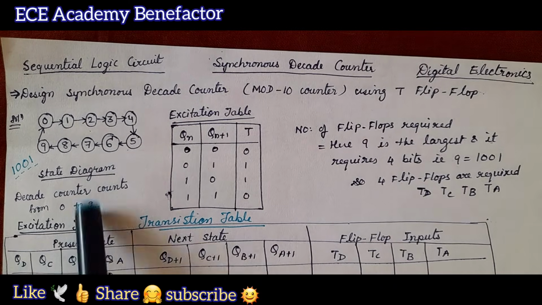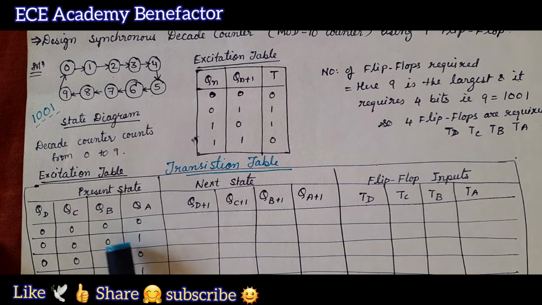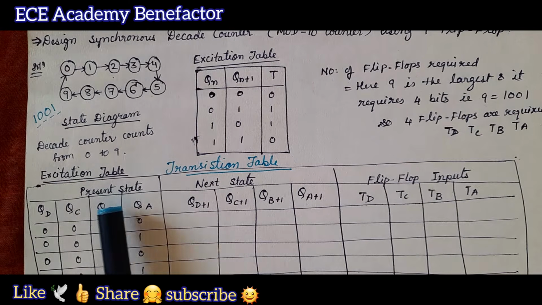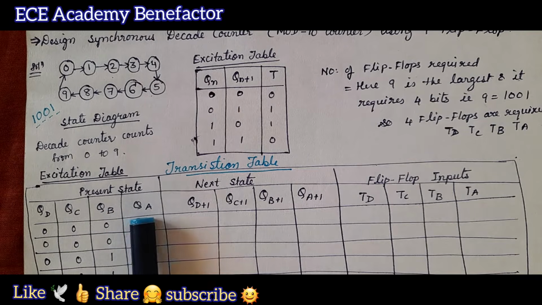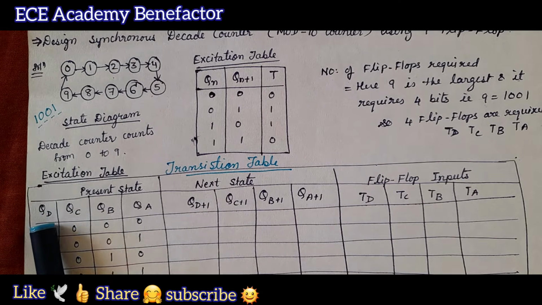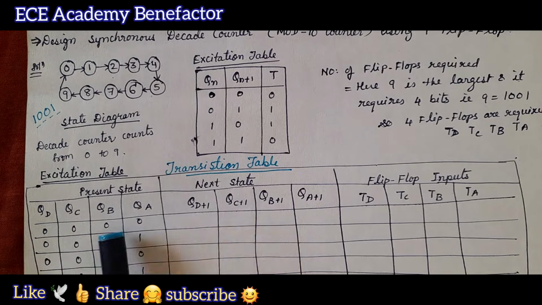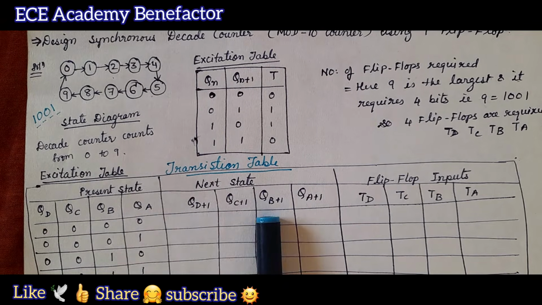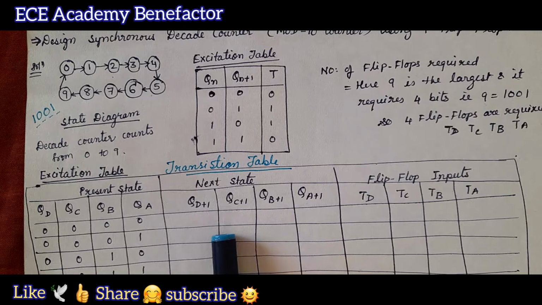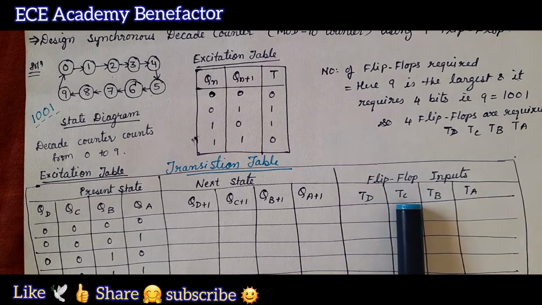Okay, after drawing the state diagram we need to go for the transition table. The transition table is comprising of present state, next state and flip-flop inputs. Present state means the flip-flop outputs, QA, QB, QC, QD, as 4 flip-flops we are using. What will be their next states? QD next state will be QD plus 1, QC next state will be QC plus 1, QB next state will be QB plus 1, QA next state will be QA plus 1. The first column is present state, the next column is next state. The third column is flip-flop inputs. How many flip-flops? TA, TB, TC, TD.